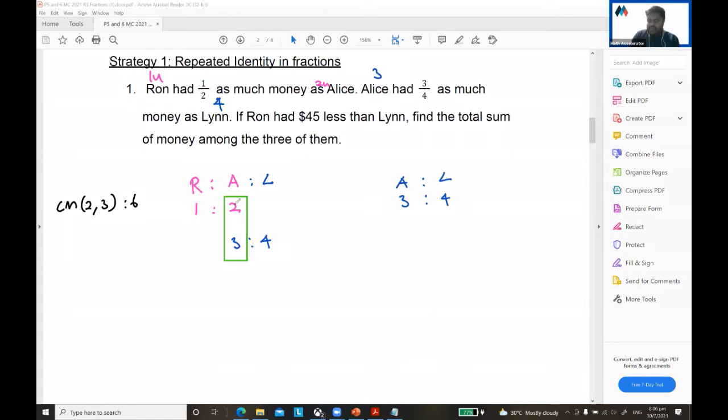What we're going to do now is change this to 6. From 3, how are we going to change it to 6? We multiply it by 2. And if you multiply here by 2, here also need to multiply by 2. So Alice is to Lynn on this side is 6 is to 8. Write that down. Now in this case, Alice is 2, so how do we make it into 6? We multiply here by 3. 2 times 3 is 6. So if this is 3, here also must multiply by 3. So 1 times 3 is 3.